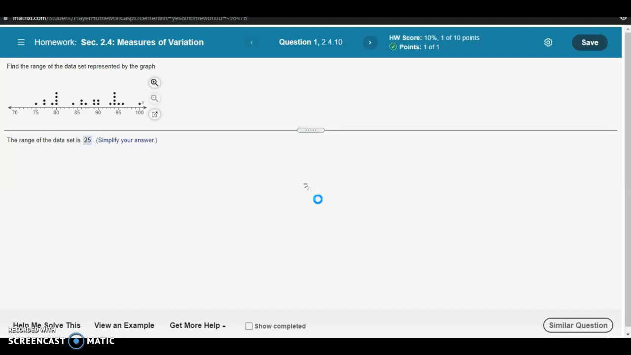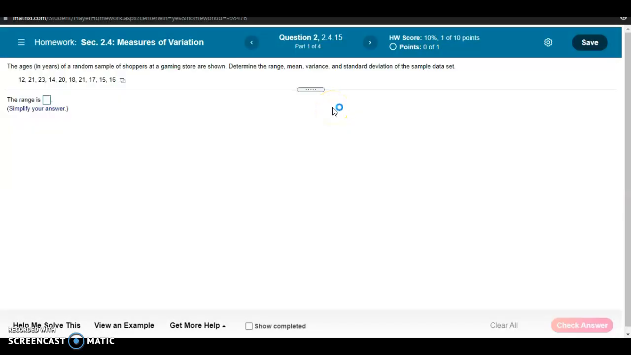Let's look at the next question, which is question 2. The problem says that the ages in years of a random sample of shoppers at a gaming store are shown. We want to determine the range, mean, variance, and standard deviation of this data set.